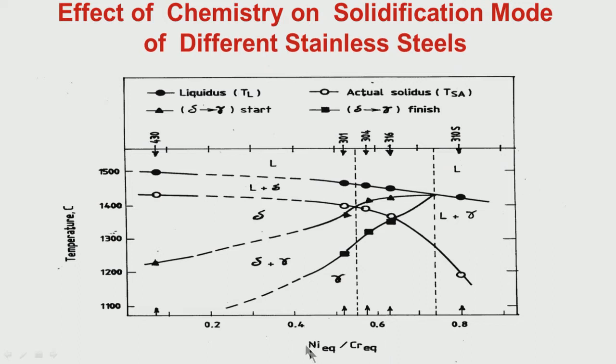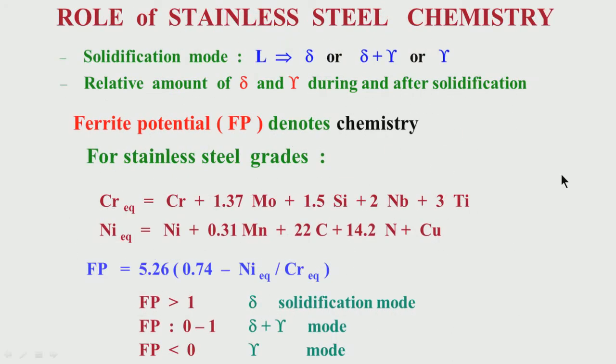How? By calculating the nickel equivalent by chromium equivalent. I will show in this figure how nickel equivalent and chromium equivalent are found out. Chromium equivalent means chromium is basically a ferrite stabilizer. So, whatever alloying elements stabilize ferrite go into the chromium equivalent. See, actual chromium plus the different factors: 1.37 moly, 1.5 silicon, 2 niobium, 3 titanium. These are all stabilizing ferrite, so increasing chromium equivalent. But look at the other elements, manganese, carbon, nitrogen, along with nickel of course, copper, these are all austenite stabilizers. So, they increase the nickel equivalent.